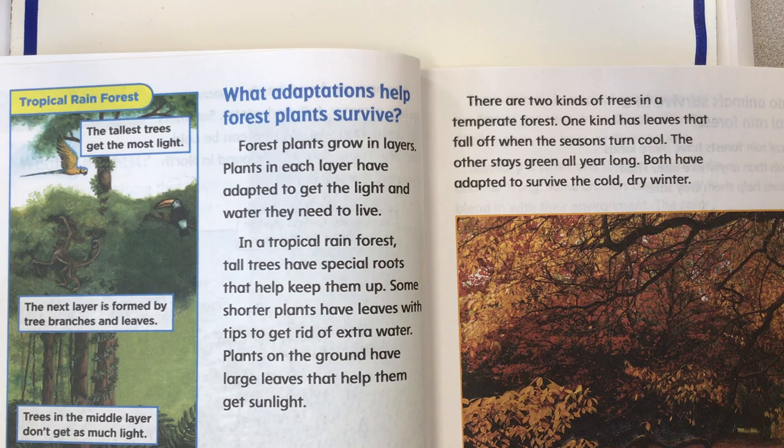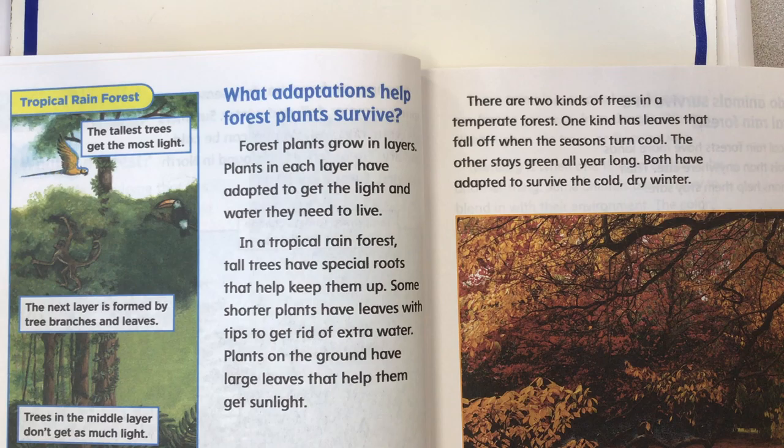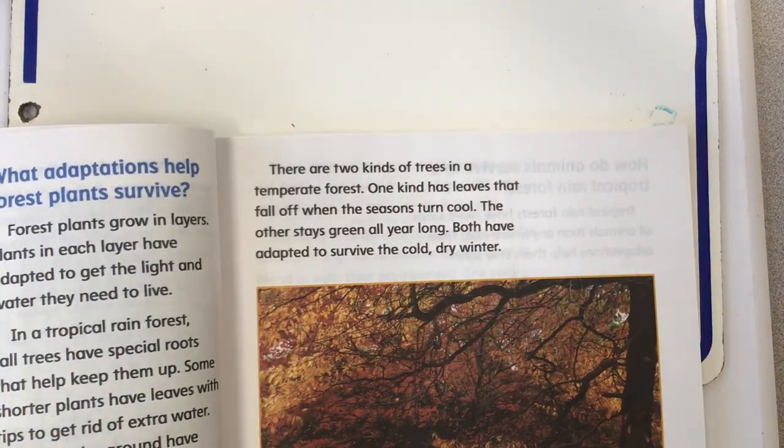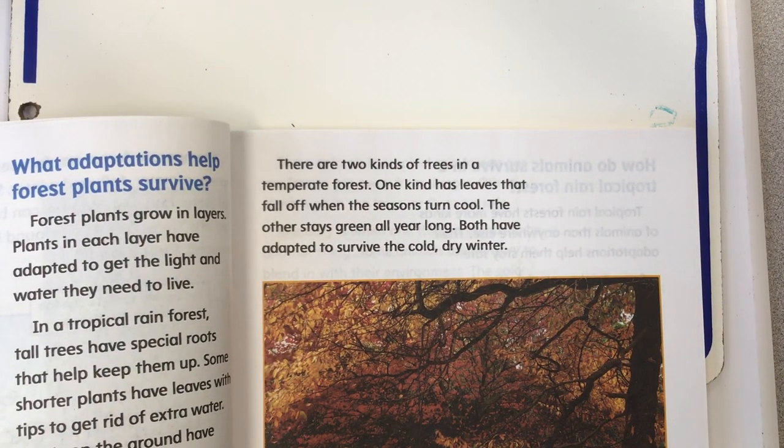What adaptations help forest plants survive? Forest plants grow in layers. Plants in each layer have adapted to get the light and water they need to live. In a tropical rainforest, tall trees have special roots that help keep them up. Some shorter plants have leaves with tips that get rid of extra water. Plants on the ground have large leaves that help them get sunlight.